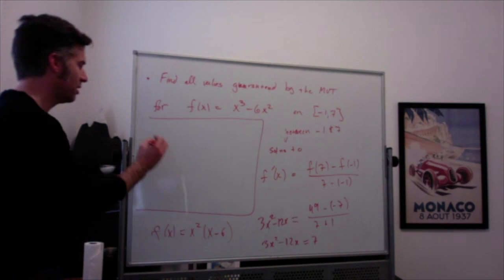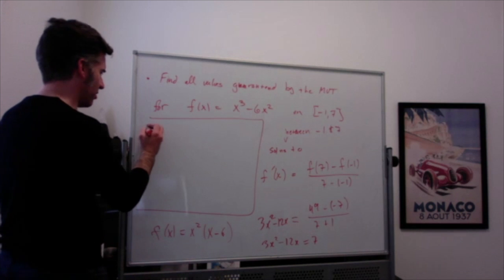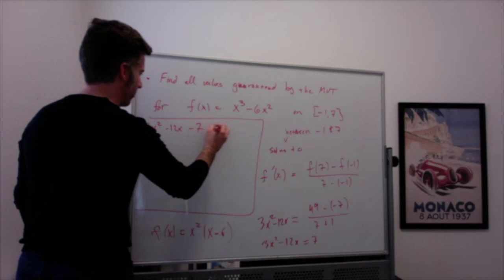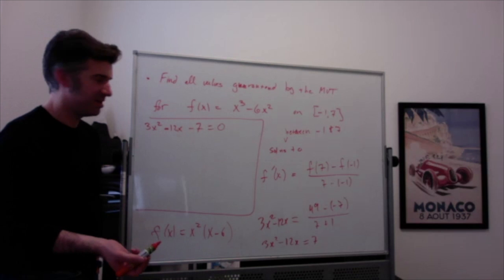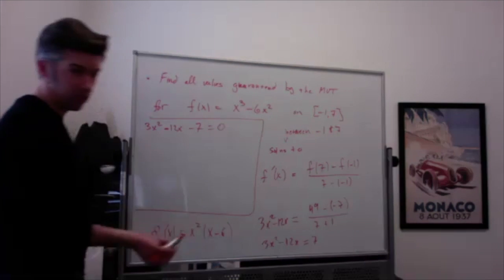Let's go ahead and solve this. So once you get to this point, it shouldn't be hard, right? We're trying to solve 3x squared minus 12x minus 7 equal to 0. Although this could factor, it probably doesn't, and I don't want to waste my time trying to see if it factors. I'm just going to go straight to the quadratic formula.